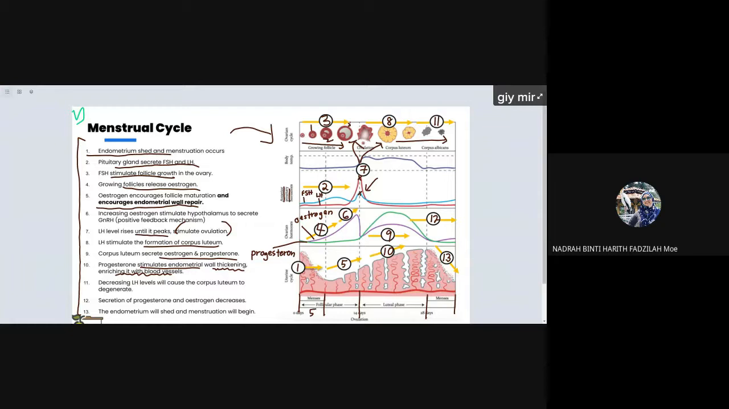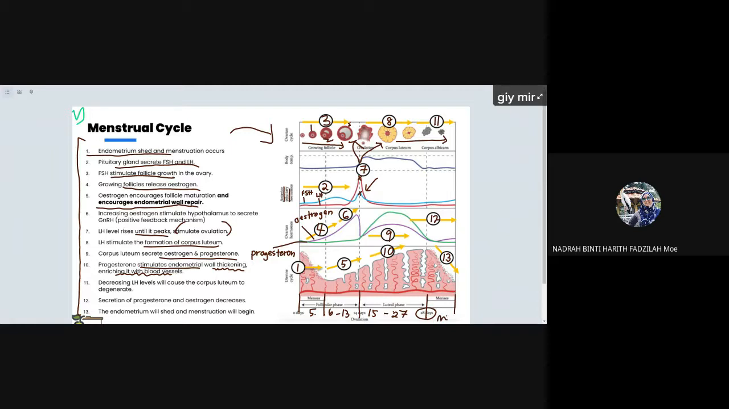And then day 6 to day 30, endometrium wall starts to thicken. And on day 40, ovulation occurs. And then after that, day 15 to day 27, thickening of endometrium wall. Tapi pada day 28, menstruation start again, for example.